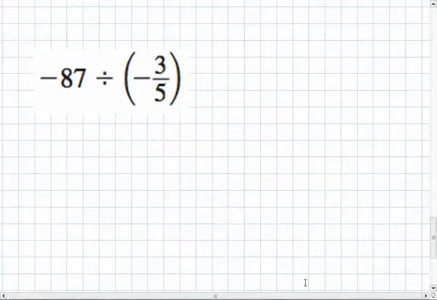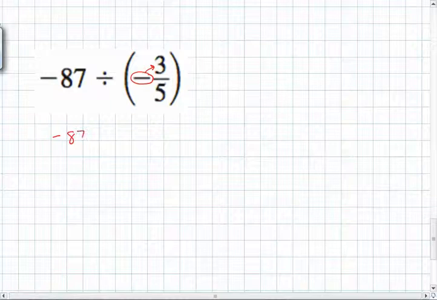Let's practice a couple division problems. Negative 87 divided by negative 3/5. Now the first thing you need to decide is where you want to put this negative sign. It can be either in front of the 3 or the 5. It's not going to matter. Traditionally, it usually gets tacked onto the top. So you can say that this is the same as negative 87 divided by negative 3/5.